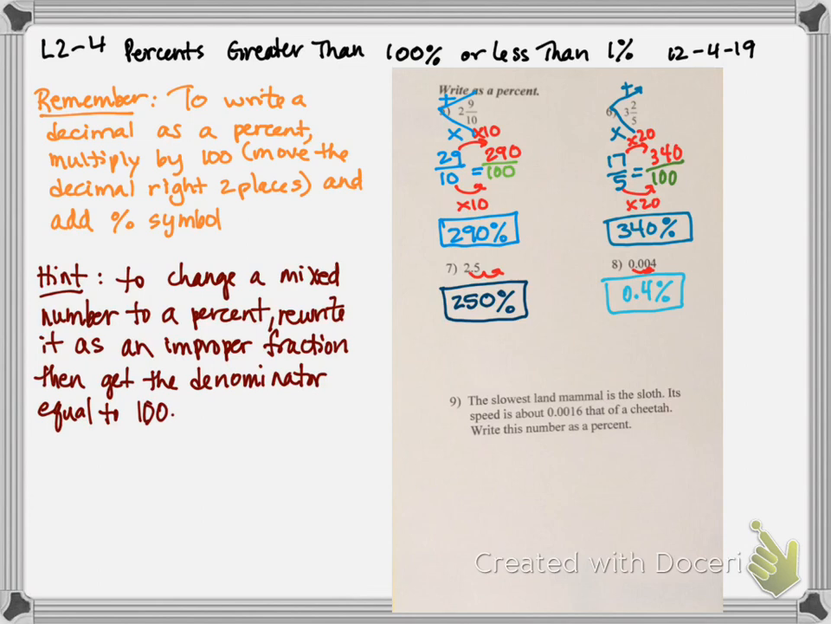All right, last one here. Slowest land animal is the sloth. Its speed is about 16/10,000ths that of a cheetah. Write this number as a percent. Okie dokie. So let's start with 16/10,000ths. We're going to multiply that by 100, so that's going to move the decimal point to the right twice. That's going to give me 1600ths, and we add a percent symbol, and that's it.